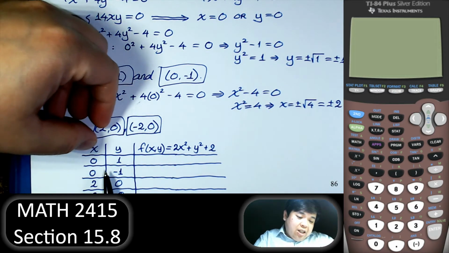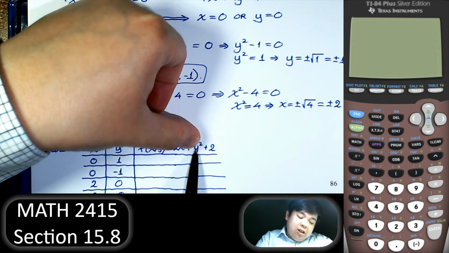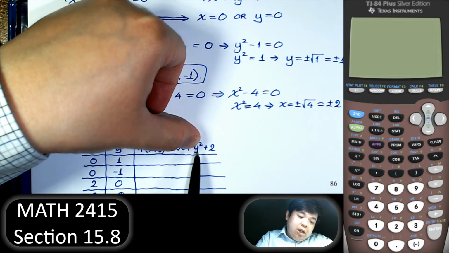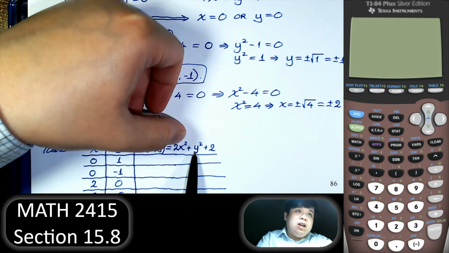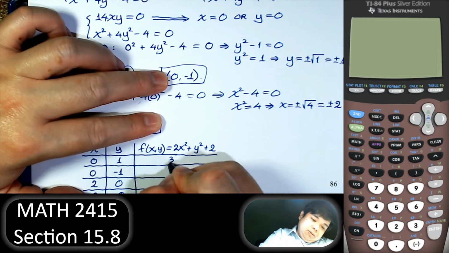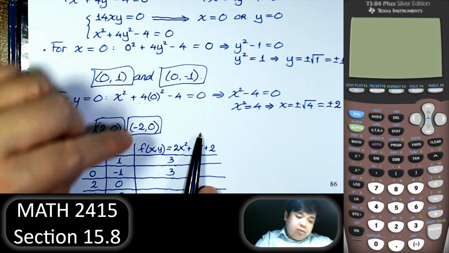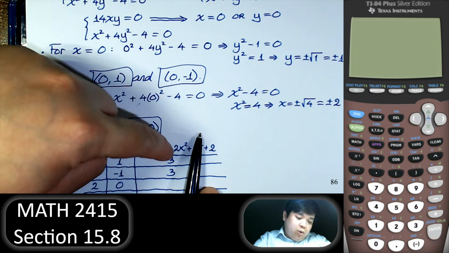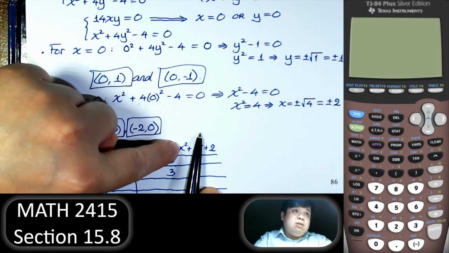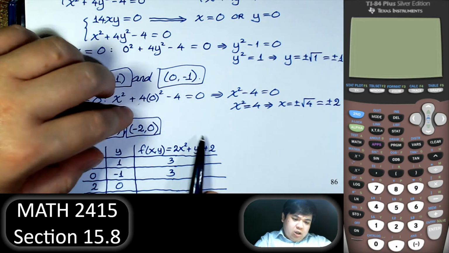Right, x equal to 0, y equal to 1. If y equal to 1, put 1 or -1 in here. x is 0, so that will be 3. And when y equal to 0 and x equal to 2 or -2, that is 2 squared is 4 times 2 is 8 plus 2 is 10.